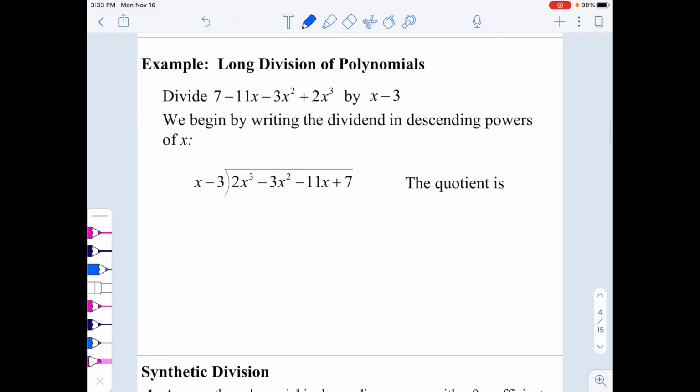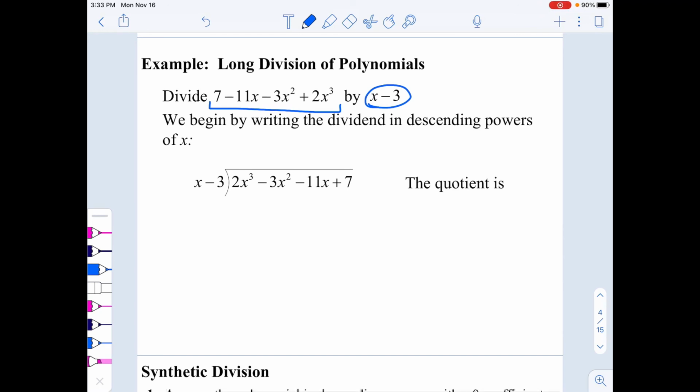So for an example, doing some long division, we are going to divide 7 minus 11x minus 3x squared plus 2x to the third. We're dividing that by x minus 3. So it says we begin by writing the dividend in descending order of x. So we're dividing by x minus 3, that goes to our outside. And if we take this ugly polynomial expression and we write highest exponent to the lowest exponent, that's where we have 2x to the third minus 3x squared minus 11x plus 7.